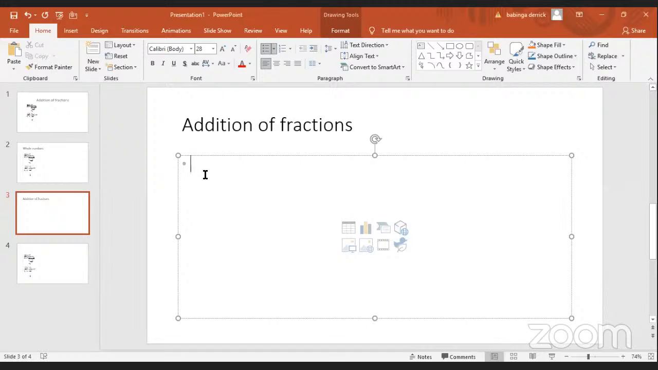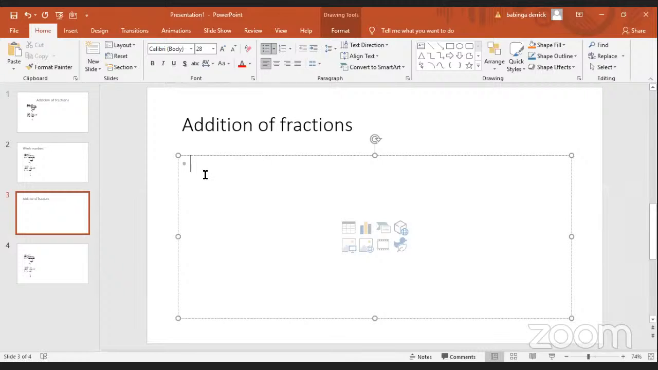Okay, let me hope every one of us can see my screen. Esther, can you see my screen? Yes. Trust, can you see my screen? Yes. Please, can you see my screen? Yes. Gabriela, can you see my screen?